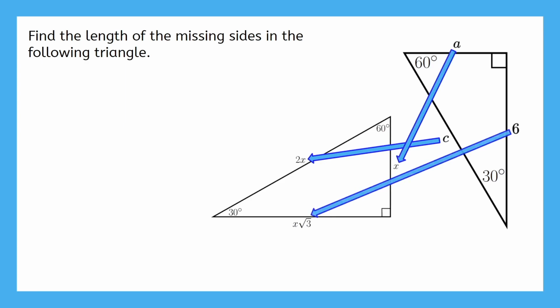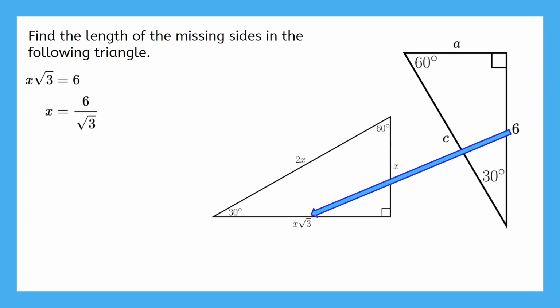Let's start with the long leg. Our first equation is x times the square root of 3 is equal to 6. So let's solve for x by dividing both sides by the square root of 3. Ugh, there's that square root in the denominator again. Let's simplify that by multiplying the numerator and denominator by the square root of 3. This gives us x equals 6 times the square root of 3 all over 3. But this is just 2 times the square root of 3.